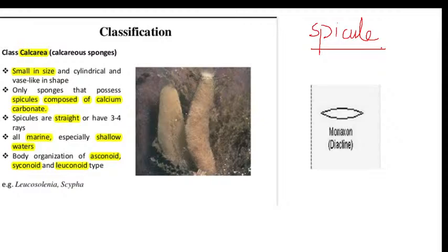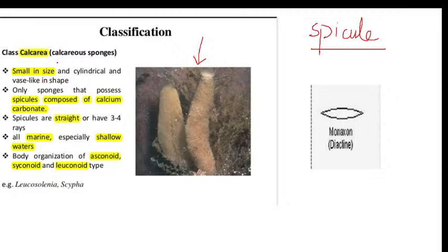First is class Calcarea. Class Calcarea, commonly we call the calcareous sponges. They are small in size. You can have a look at this picture. This is an example, and they are small in size.